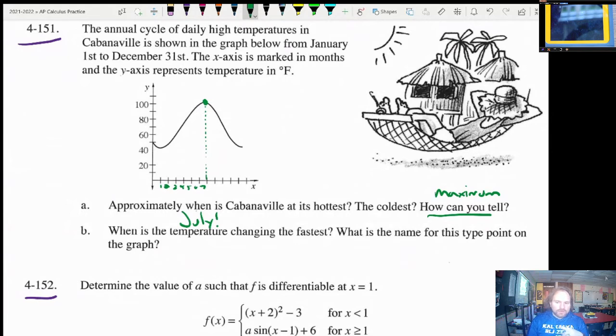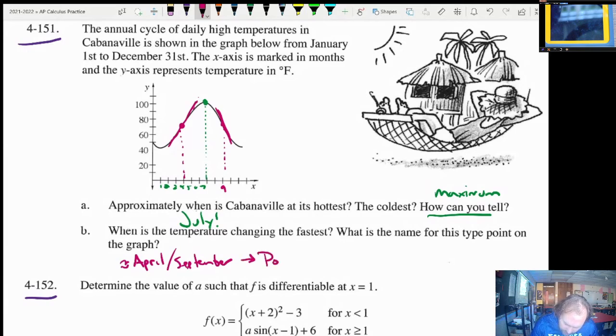What we're looking for is where's the steepest slope on this graph. I see 2 of them on this graph. One is right about here, and that's where the slope of the tangent line is going to be as steep as possible. The other one is over here, where the slope is negative, but it's also very, very steep. When is the temperature changing the fastest? I'm going to say about April, which would be month 4, and then again at September. I'm guessing. I'm just eyeballing the number 9 on this graph. It doesn't really matter too much where those are. What I want you to see is that those are the points of inflection.